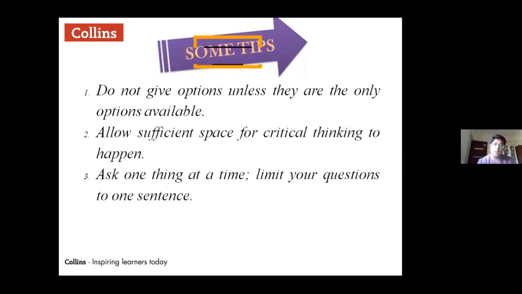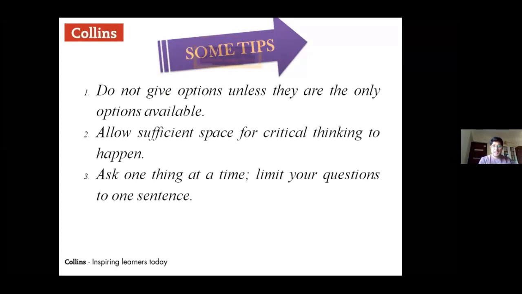Limit your questions to one sentence. If you ask, say for example, how does a text reveal or help you understand about the character and the settings, the learner will be confused, because they have to think about the character and the setting. But if you just focus on, say, how does this current text help you know about the character, then in that case, the learner will focus, and then proper answers can also be given.